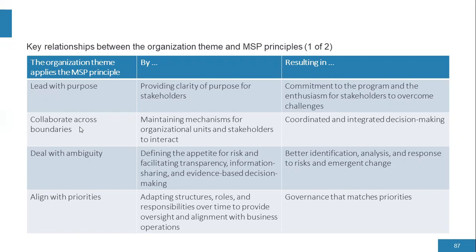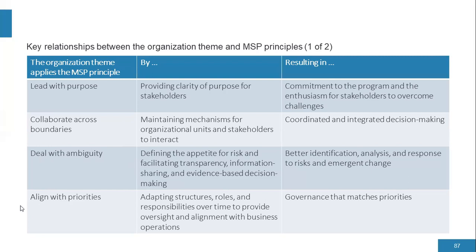Collaborate across boundaries. This is about the various entities in a program working together closely. And therefore, we see that here, maintaining mechanisms for organizational units and stakeholders to interact is what this theme does for that principle. Dealing with ambiguity. You might recollect ambiguity is about the risk. Therefore, this theme supports that by defining the appetite for risk and facilitating transparency, information sharing, and evidence-based decision-making. Let the phrase decision-making not lead us to the decision theme.